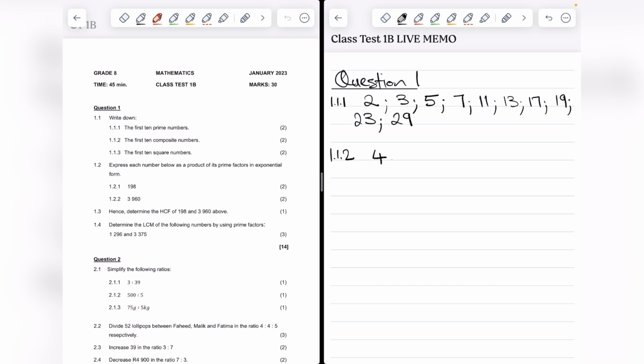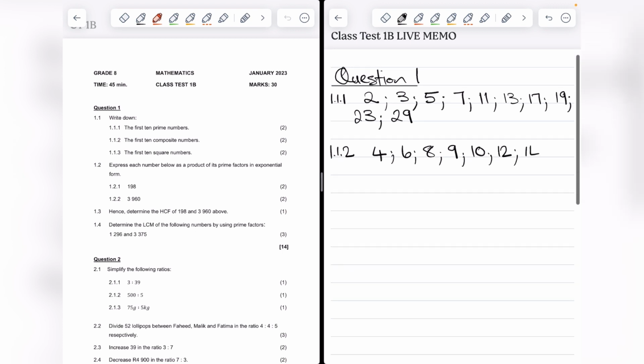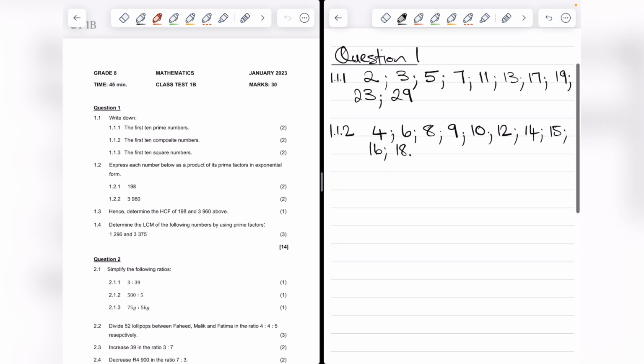So we start with the number 4, and then we have 6, 8, and then 9. A lot of you missed 9 in this list and skipped it, going straight to 10. 9 is not a prime number. It is a composite number because it has more than two factors. Then we've got 12, 14, 15, 16, 18, and that is 1, 2, 3, 4, 5, 6, 7, 8, 9, 10. That is the first 10 composite numbers.